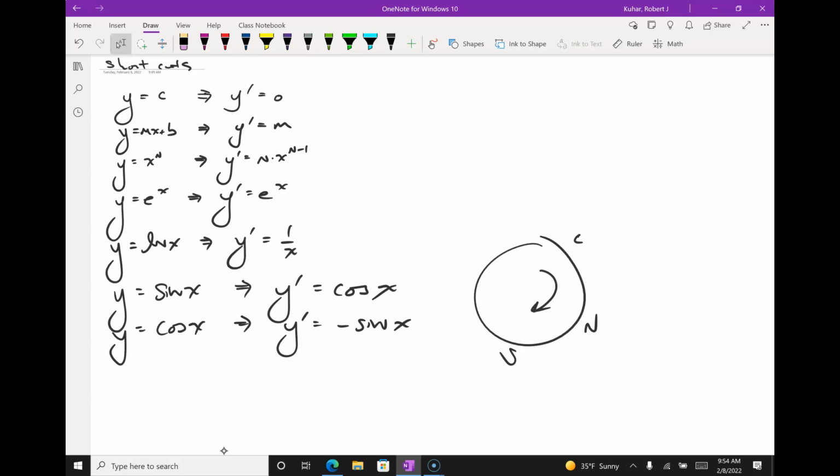You only really kind of get the first 3, right? You definitely get the first one: horizontal lines have slope zero. An oblique line, the slope is constant. This one, why is the power reduced? Because the n goes down, that's the move down.